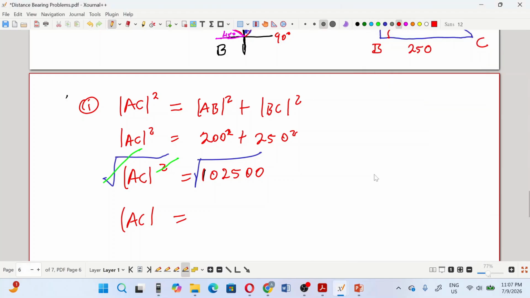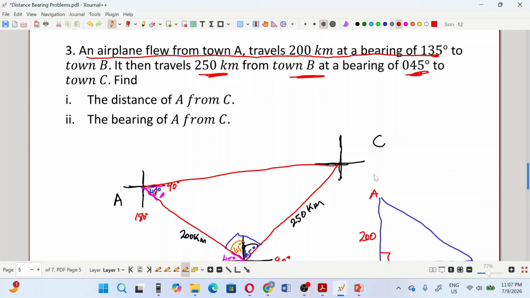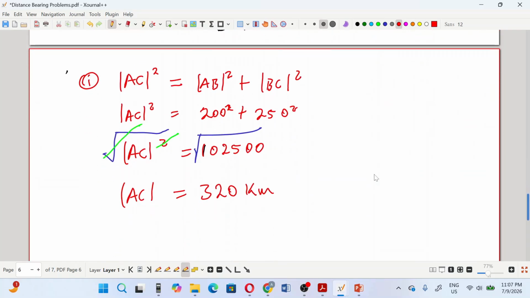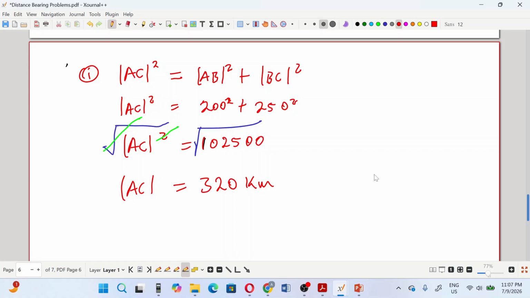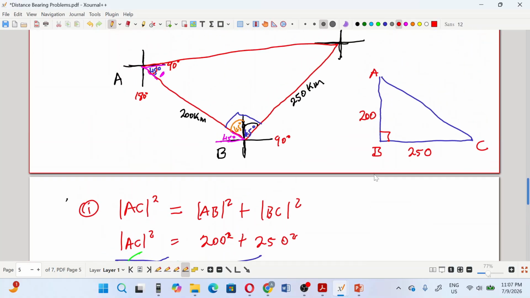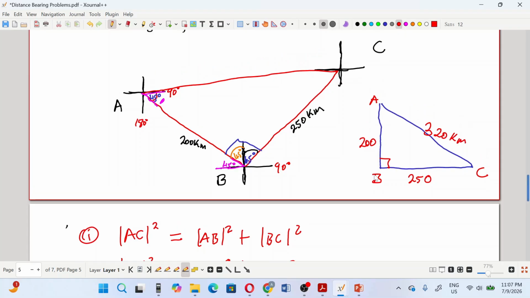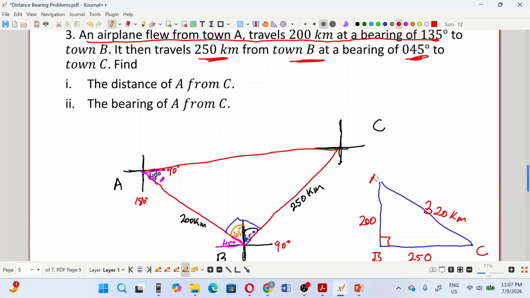So when I come back here, I know it's going to be 320 kilometers. So it tells me that with the first part, the distance of A from C is 320 kilometers. Right, guys? I hope this is clear. So we've now been able to say this distance is going to be 320 kilometers. Okay. Now let's go and talk about part II.